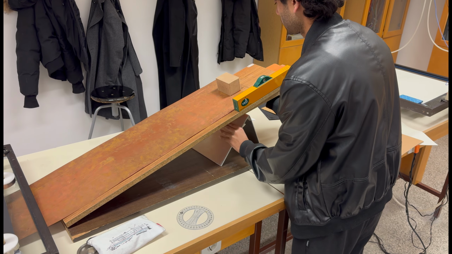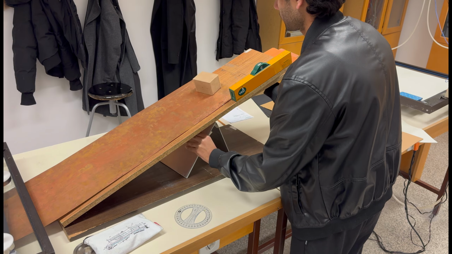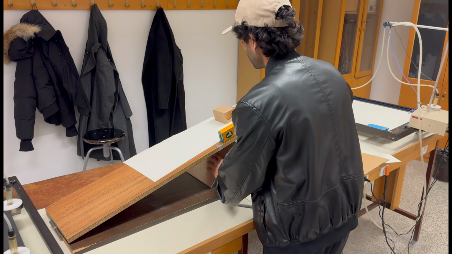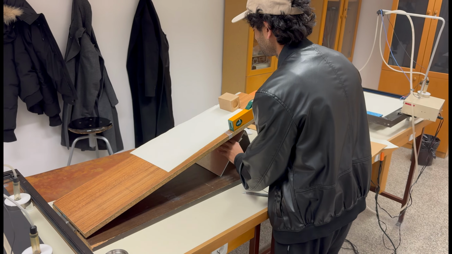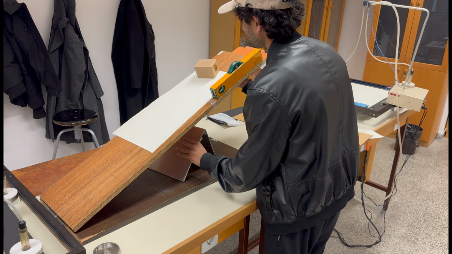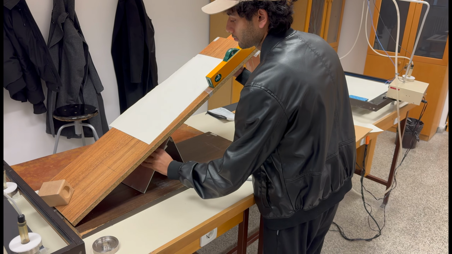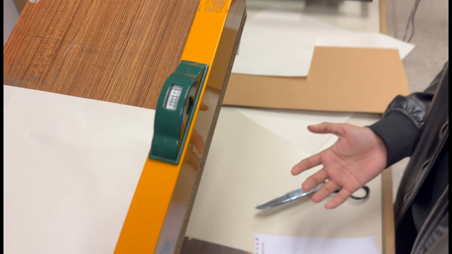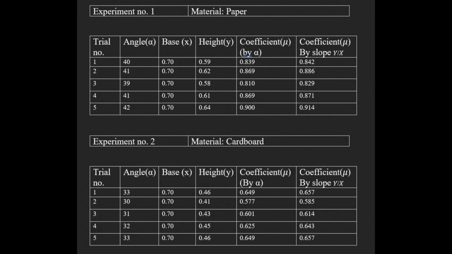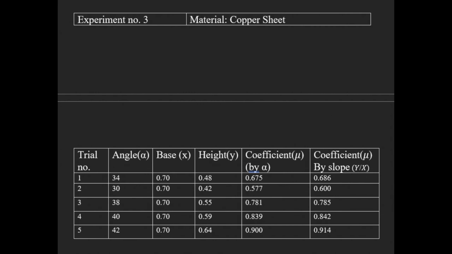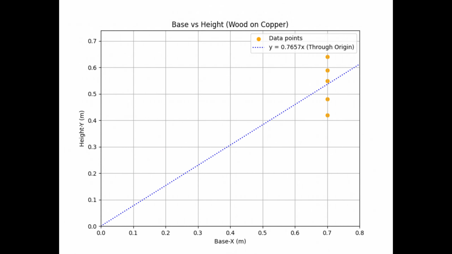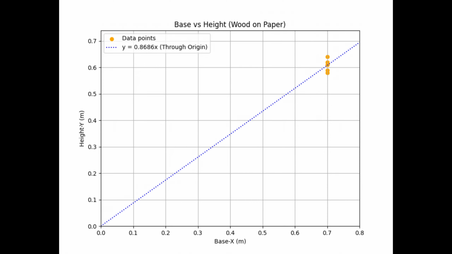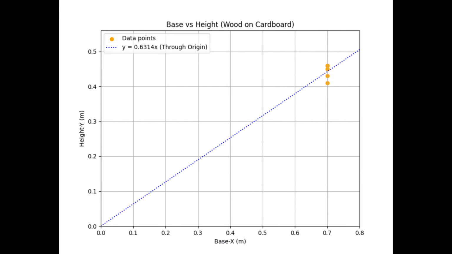The angle seen in the inclinometer, as well as the measured length and height of the inclined plane, will be used to calculate the experimental value of the coefficient of static friction for all three materials. The vertical distance and the horizontal distance at the specific angle of the inclined plane will be used in the graph to calculate the coefficient of static friction value.